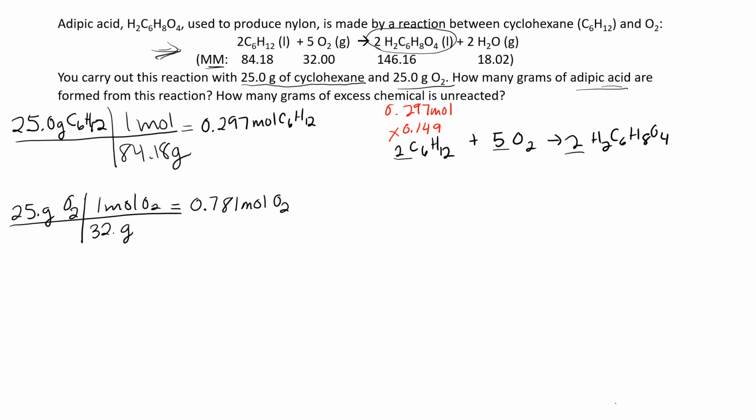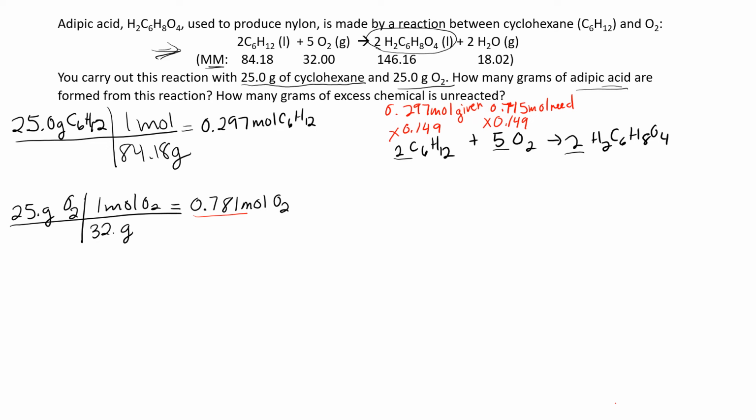I'm going to do the same thing then with my other chemical. 0.149 is how many times I'm doing the reaction. So 5 times 0.149, and I'm going to get 0.745 moles. So this one's how much I'm given. This is how much I need. I need 0.745. I have 0.781 given. So I have more than enough.